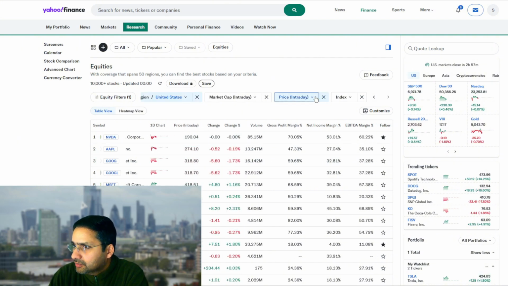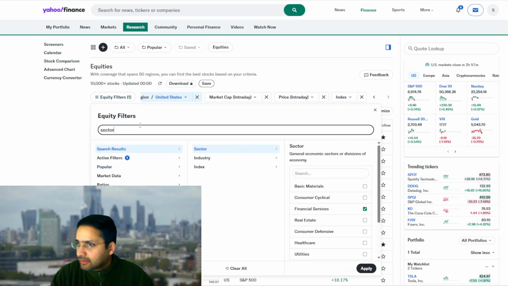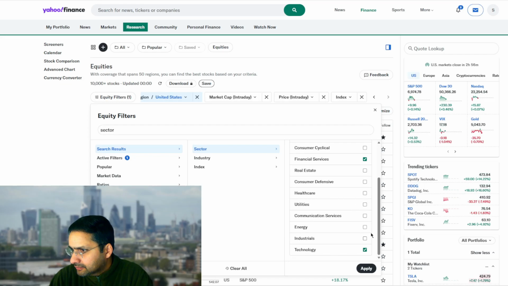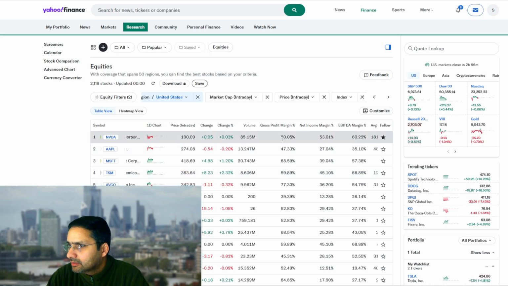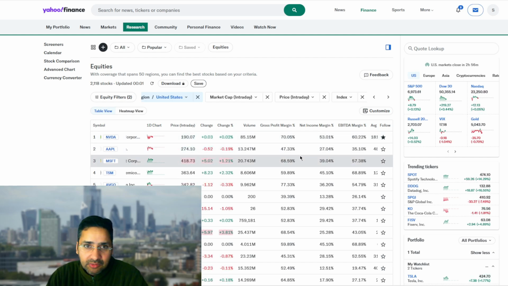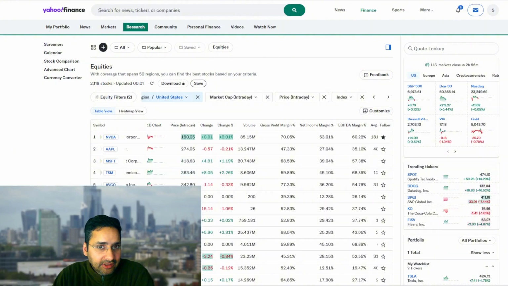But let's say if we go to a different sector, say technology, then we'd see that the difference between gross profit margin and net income margin is not that huge. So that's because in the technology company, the input cost is not as high as in the other companies.